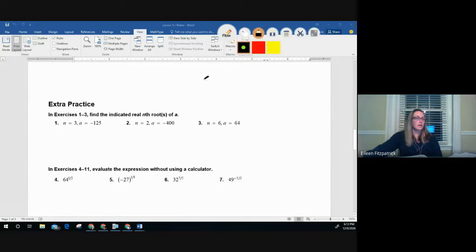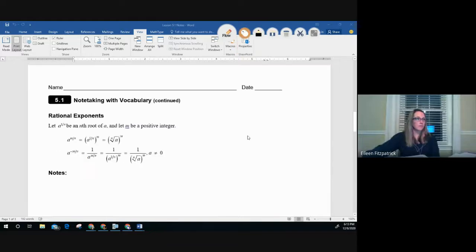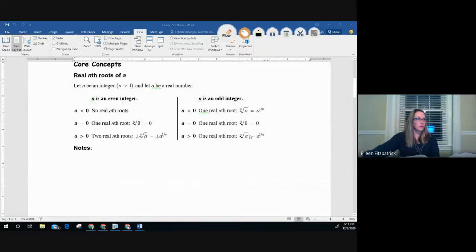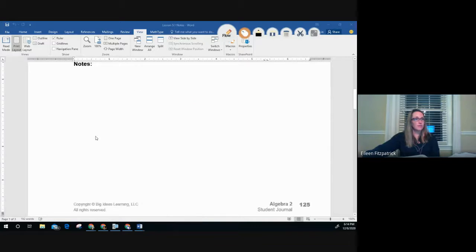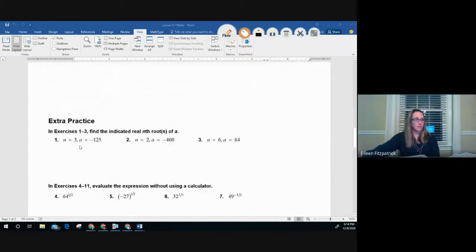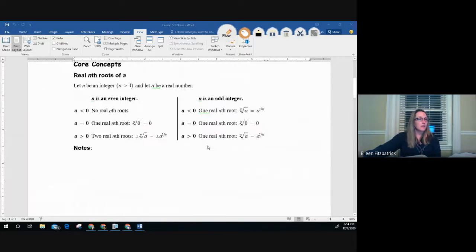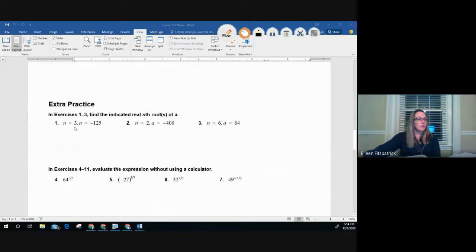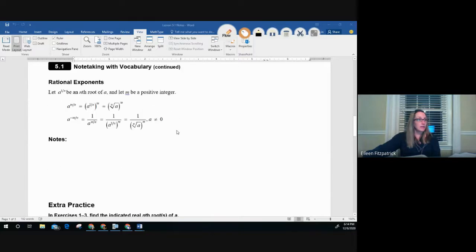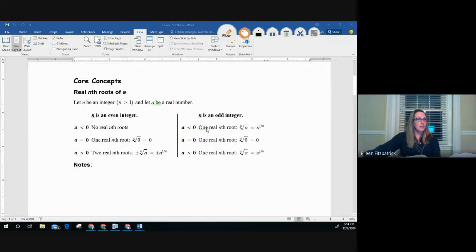So examples 1, 2, and 3 say find indicated real nth roots of a. You may want to flip-flop and look back at what we talked about here: if n is even, if n is odd. So for the first one at least, let's go back and forth. Here n is an odd number, right? So n is odd, so I'm going to be thinking about this next. Then what's the a value? a is negative 125. Well, if a is less than 0, there should be one real nth root, and it's the nth root of a.